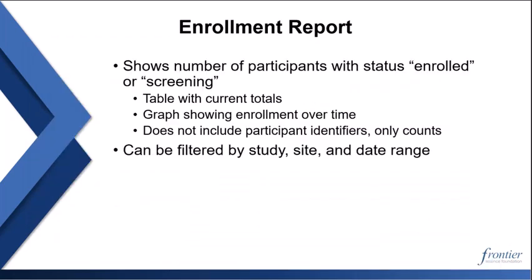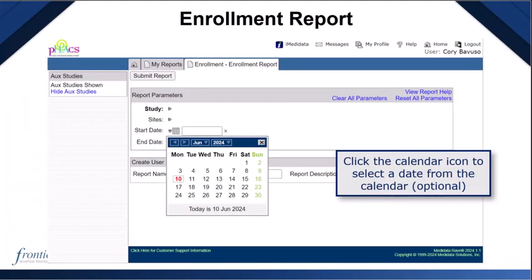The enrollment report shows the number of participants enrolled and/or screening at a site. This report includes a table of current totals, as well as a graph showing enrollment over time. No identifiers are given on this report, only counts. As you can see here, the report can be filtered by study, site, and date range. The calendar icon next to the start date and end date fields allow you to select a date range for your report.